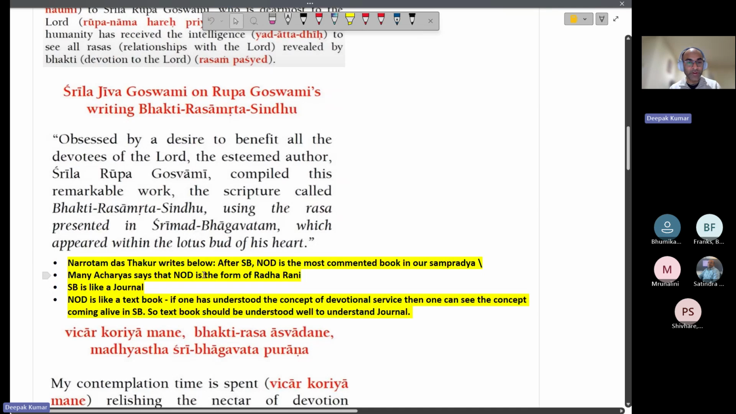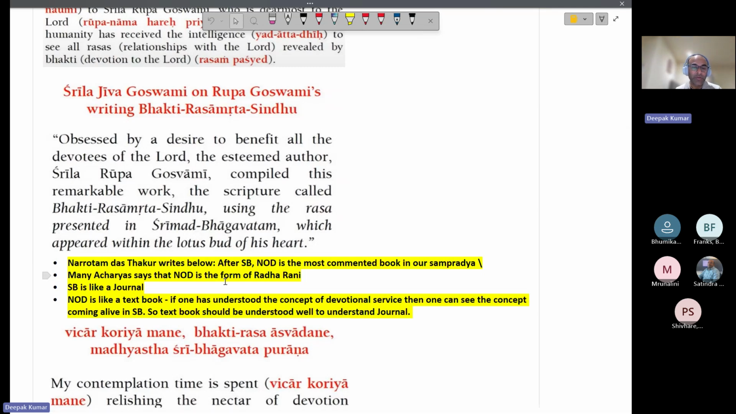So Narottam Das Thakur writes below that after Srimad Bhagavatam, Nectar of Devotion is the most commented book in our Sampradaya. Srimad Bhagavatam has around, based on what I heard from Radhika Raman Prabhu, around 50 or so commentaries. So for Nectar of Devotion, you can think it may be ballpark maybe 10, 20 commentaries, right? It's the most commented book in our Sampradaya after Srimad Bhagavatam.